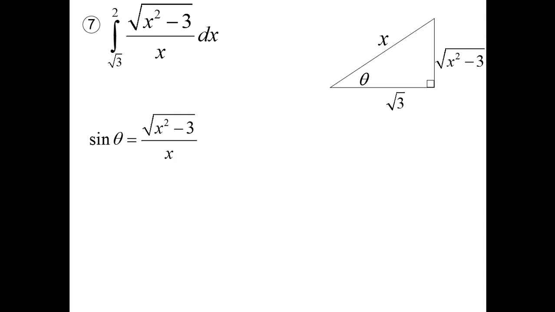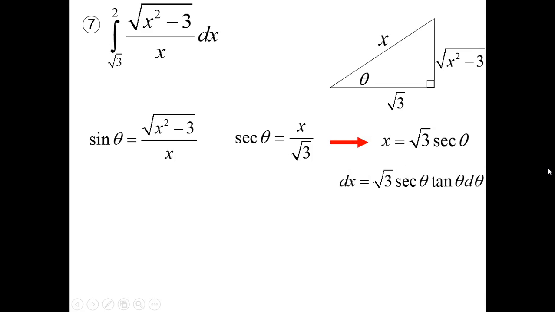So I started off by making an expression for sine theta. Notice that sine theta is just the square root of x squared minus 3 all over x, which is the original integrand, but we still need an expression for x. So I use secant theta as x over the square root of 3 and solve for x. And remember, we need to take the derivative. So the derivative for secant, of course, is secant theta tan theta d theta.